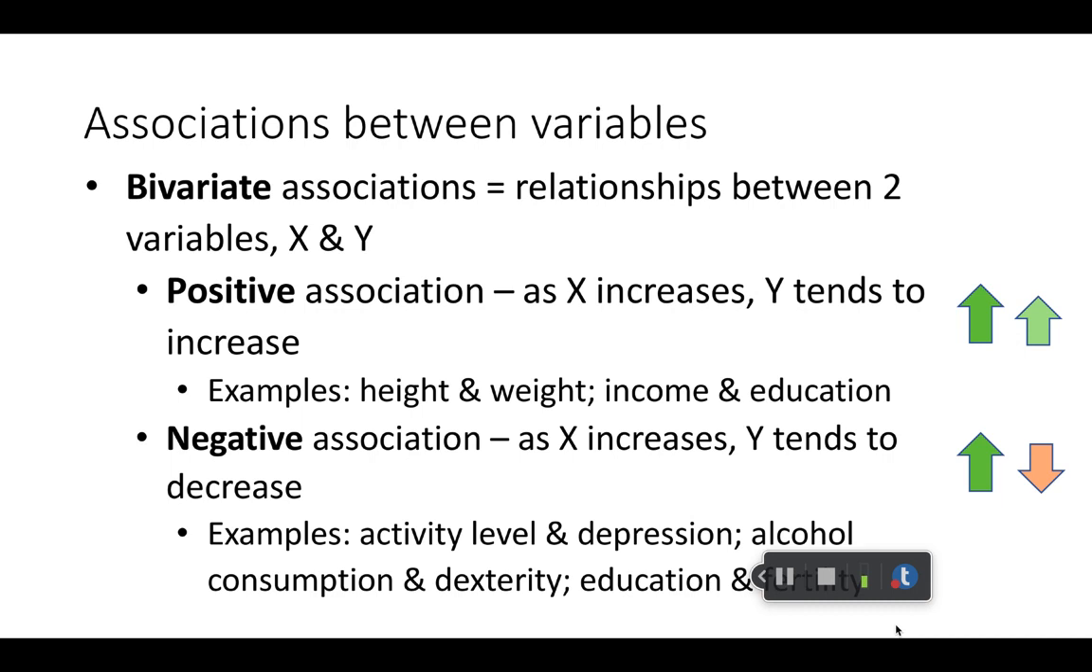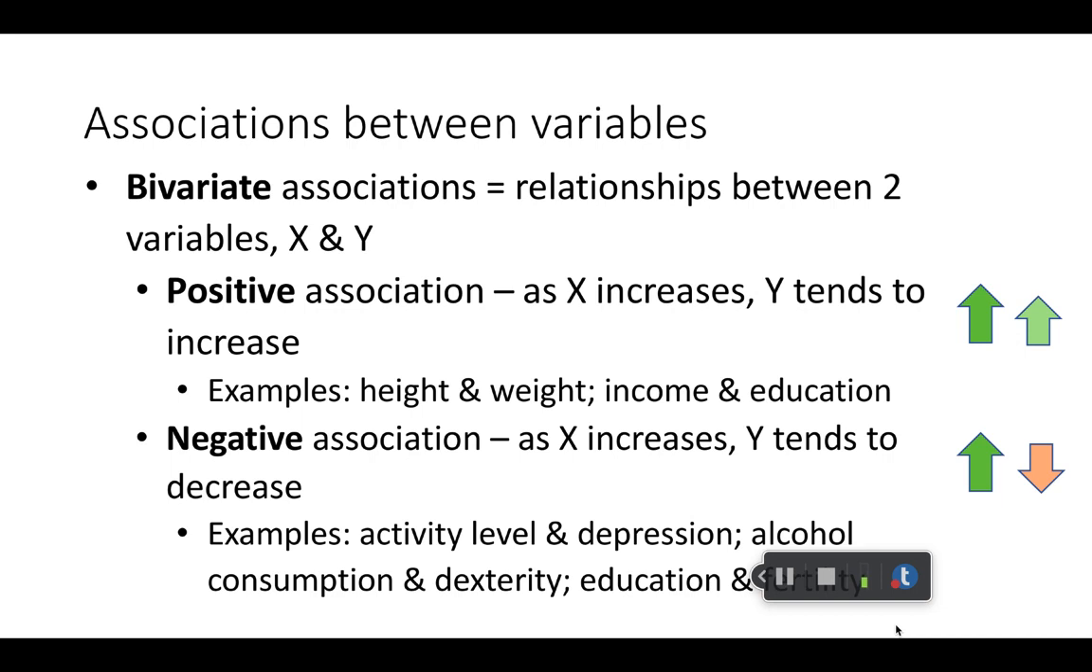Another example is income and education. The more income we have, the more education we can afford, and the more education we have, the more income we're likely to make. A negative association is one in which, as one variable, x, increases, the other variable, y, tends to decrease. So examples include the relationship between activity level and depression.